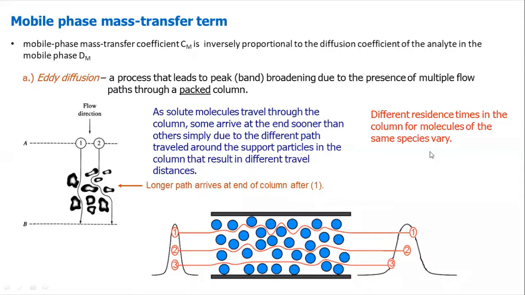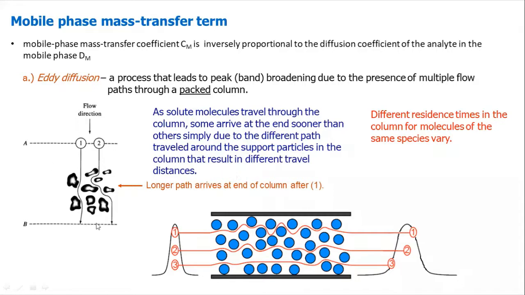The next is the mobile phase mass transfer term. So the mobile phase mass transfer coefficient, or Cm, is inversely proportional to the diffusion coefficient of the analyte in the mobile phase, or Dm. So first is the eddy diffusion. It is a process that leads to peak or band broadening due to the presence of multiple flow paths through a packed column. So as solute molecules travel through the column, some arrive at the end sooner than others simply due to the different path traveled around the support particles in the column that result in different travel.